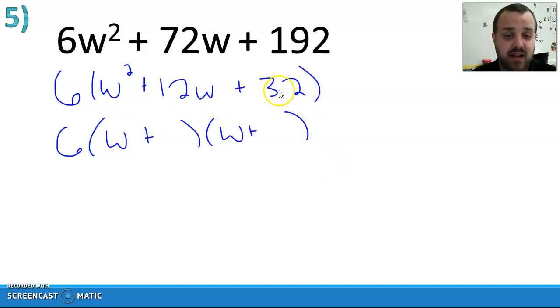Okay, so we can think of our factors of 32. The factors of 32 that add to 12 are, in fact, going to be 8 and 4. There, they multiply to 32, and they add to 12. That's exactly what we're looking for, okay?